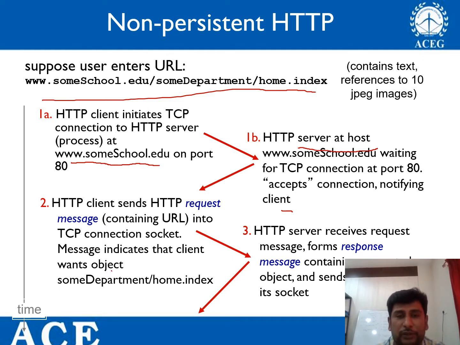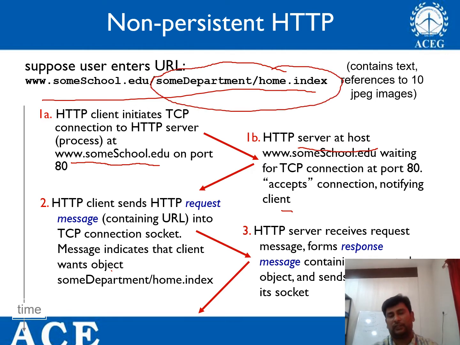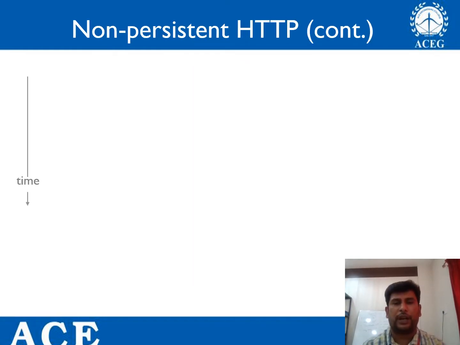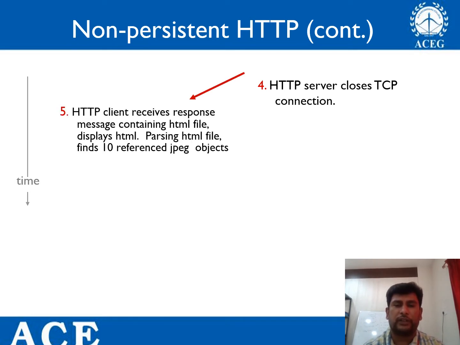What is the object that it is looking for? It is looking for some-department/home.index. So this is the object the client is trying to get. After this, the HTTP server receives this request, and it responds in the form of a response message containing the mentioned object and sends it through its socket. Right. So once the object mentioned by the client is transferred by the HTTP server, it will close the TCP connection.